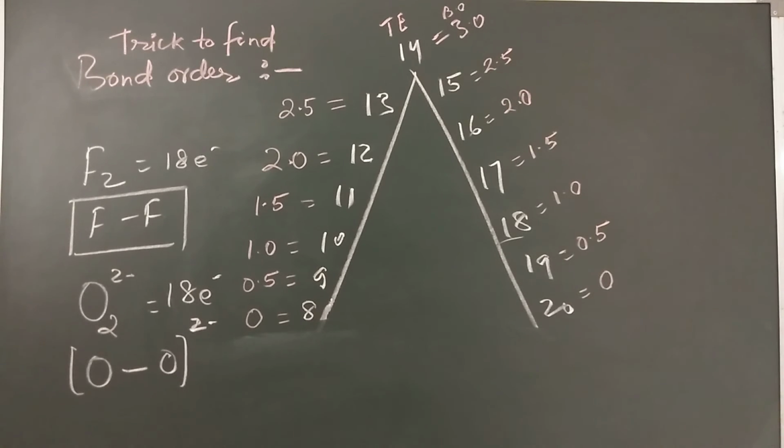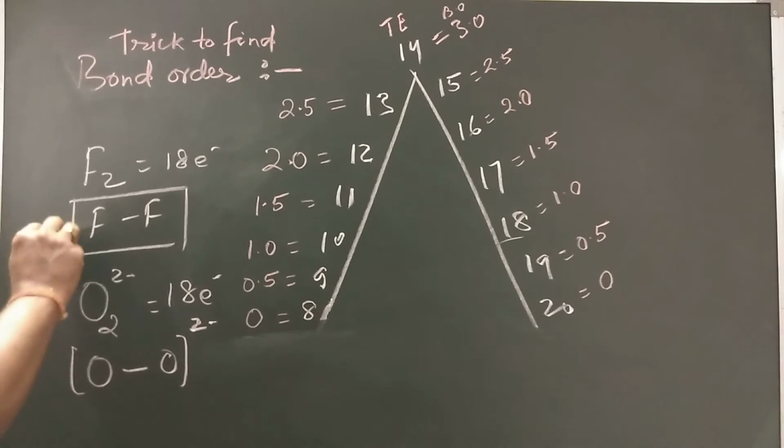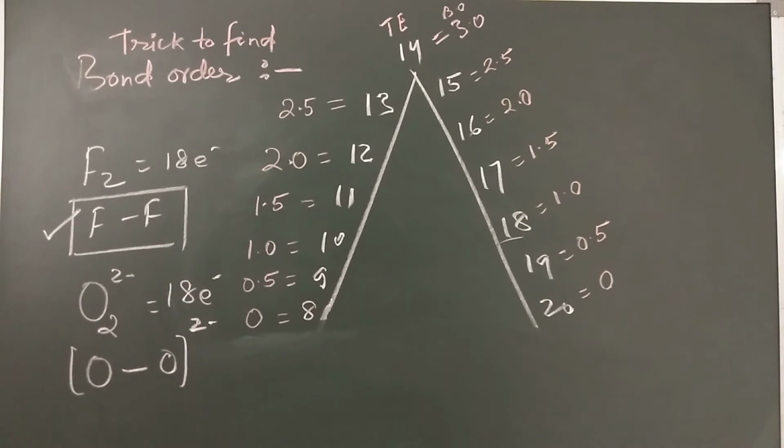So in case of isoelectronic species, the bond order remains the same. So in F2 18 electrons, in O2 2 minus 18 electrons, both have a single bond between the atoms. In case of F2 between fluorine, and in case of O2 2 minus between oxygen. So in case of isoelectronic species, the bond order remains the same.